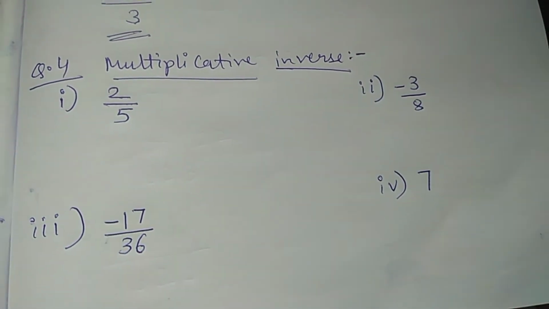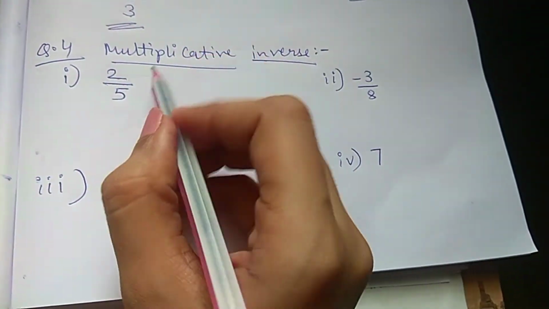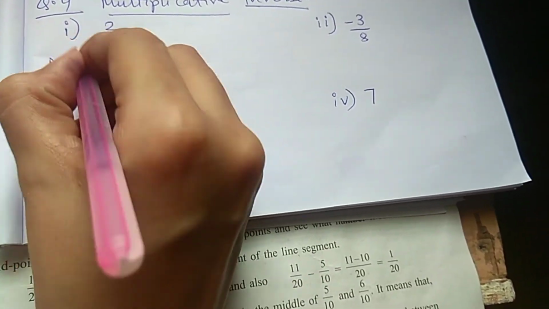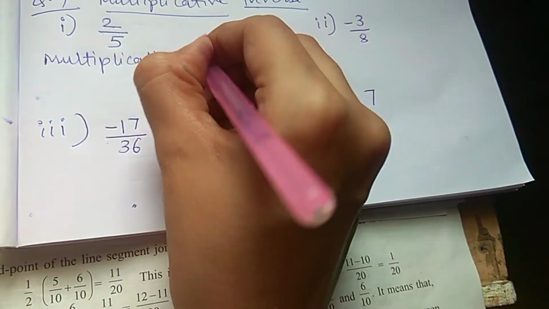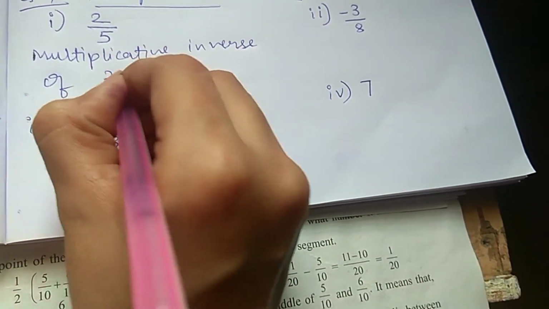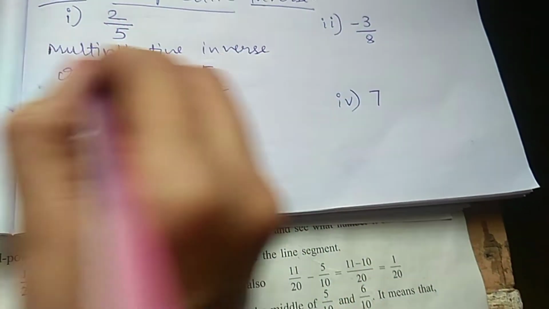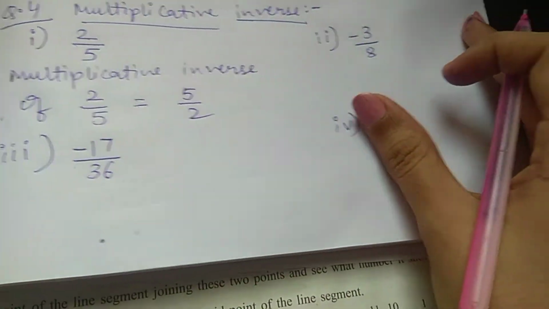Multiplicative inverse means we have to write the reciprocal of the given fraction, but directly don't put equal to and write 5 by 2. No, we have to write this: multiplicative inverse of 2 by 5 equal to 5 by 2. Write this statement. Don't write directly equal to and write 5 by 2.